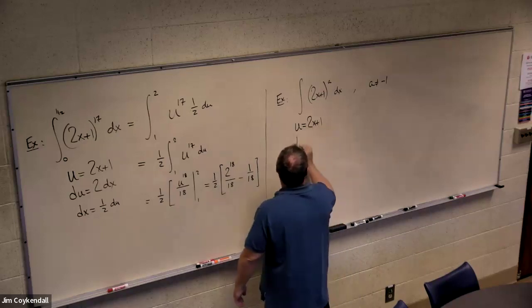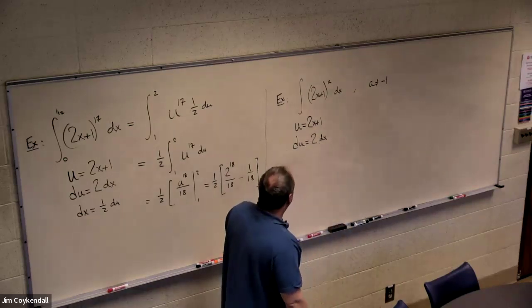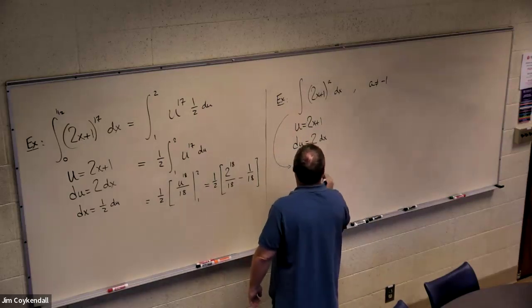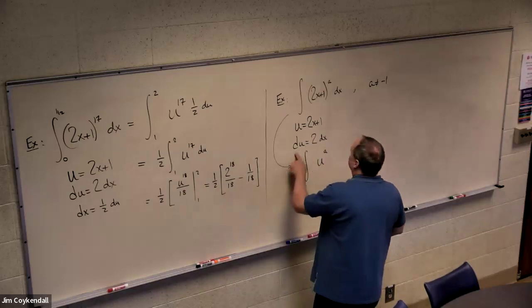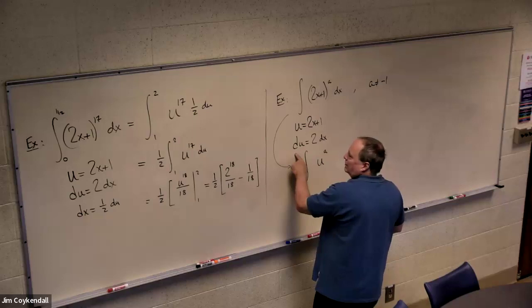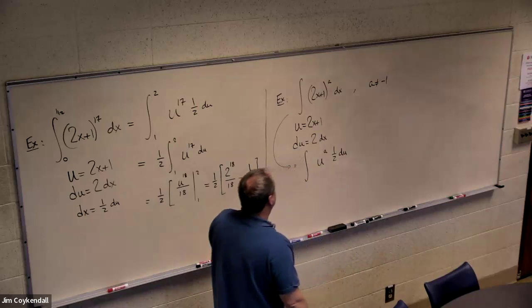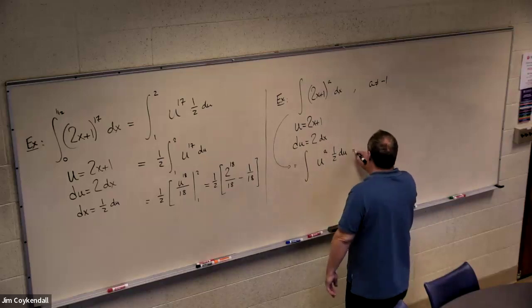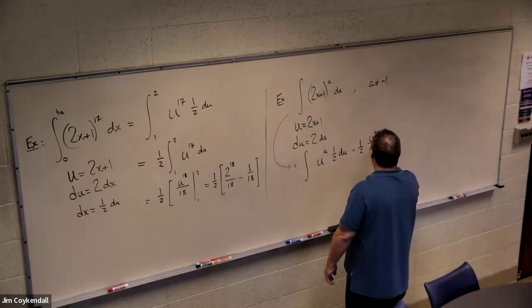We're going to take the same strategy that we did before. If U is 2x plus 1, then du is 2dx, so my integral becomes the integral of U to the A power, but dx is 1/2 du. So the antiderivative of this is 1/2 U to the A plus 1 over A plus 1.